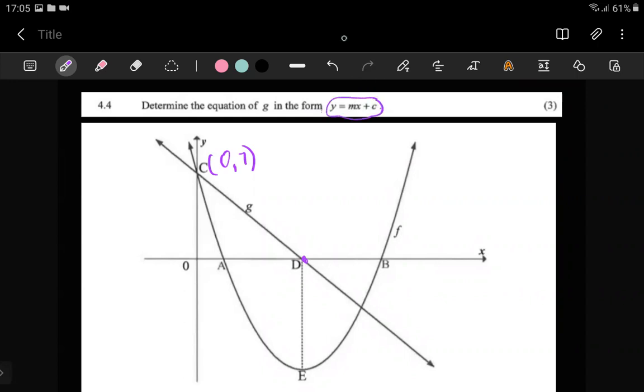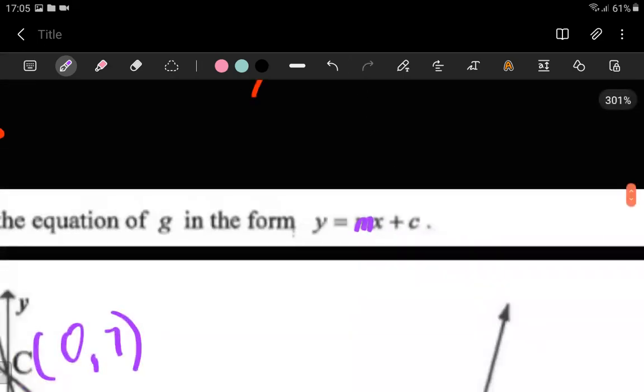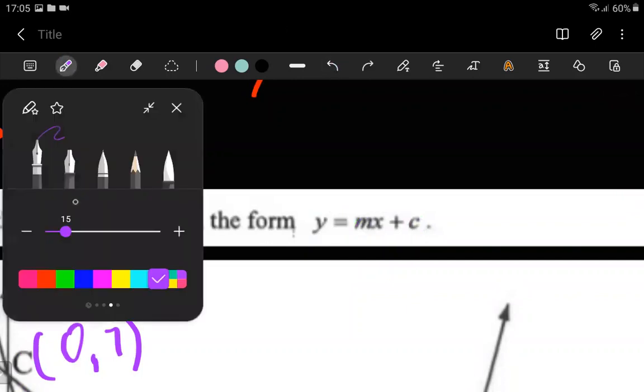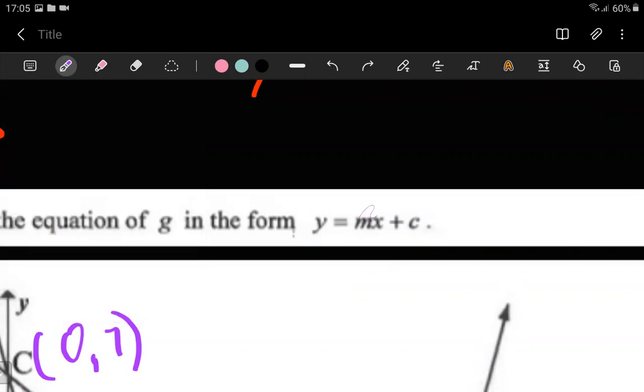A gradient. Yes, definitely. So we need a gradient, and what else do we need? A coordinate. In this equation, a C. Yes, and a C. So that's what you can safely say we need. All we need is a gradient. So that's the first thing you should be thinking of. Secondly, we need a y-intercept.